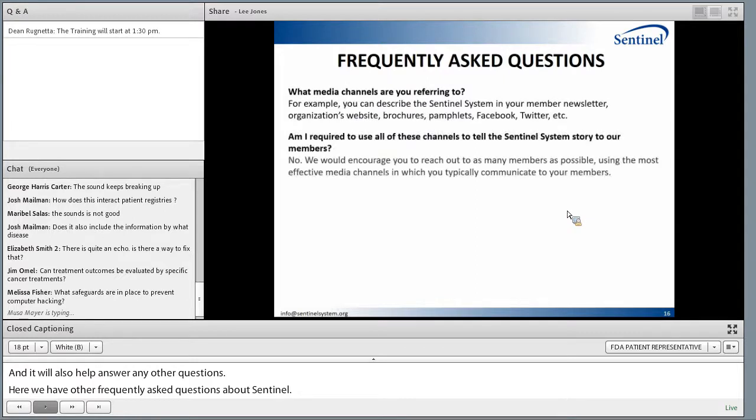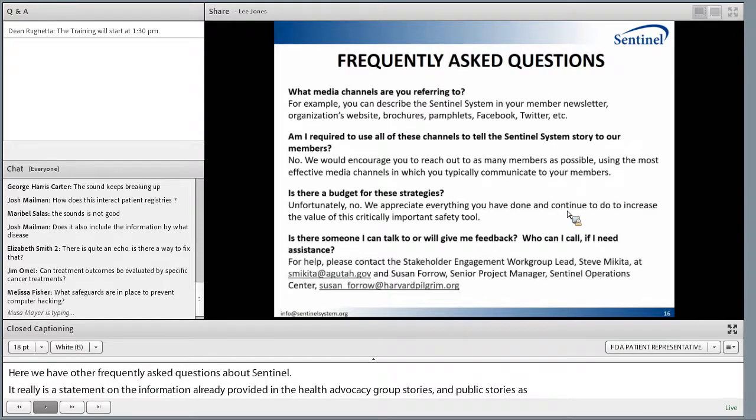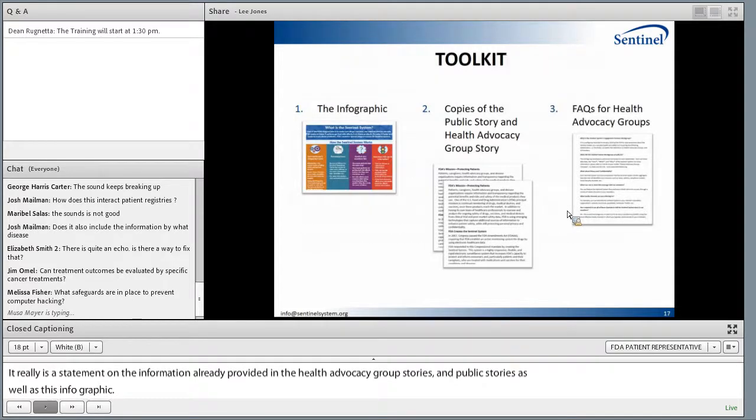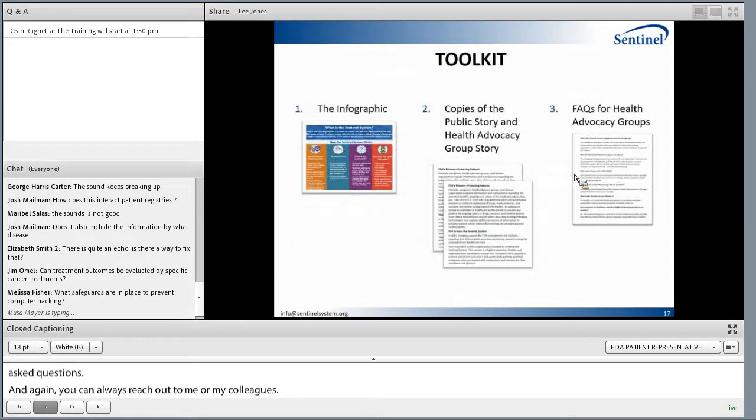And again, these are some more frequently asked questions that will be part of your toolkit. And again, you can always reach me or my colleague Susan Farrow at the Sentinel Operations Group System. We've provided you with our email addresses. Next slide, please. Now, again, this is part of the toolkit that will be distributed to all of you. It includes the infographic, copies of both the public story and the health advocacy group story, as well as the FAQs.